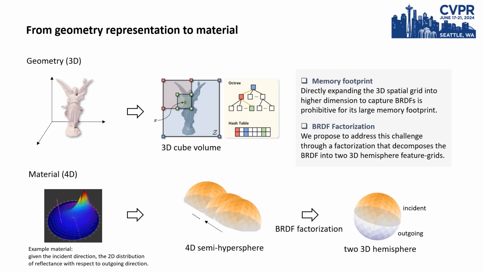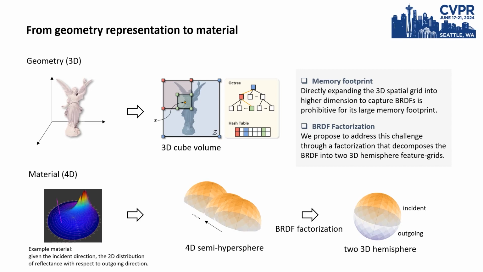Representing BRDF with such feature-based strategy can be challenging to harness, as BRDF has a higher input dimension, 4D, compared to the geometry. And directly expanding the 3D spatial grid into higher dimension to capture BRDF is prohibitive for its large memory footprint. We propose to alleviate this difficulty through a factorization which decomposes the BRDF to two 3D hemisphere feature grids.